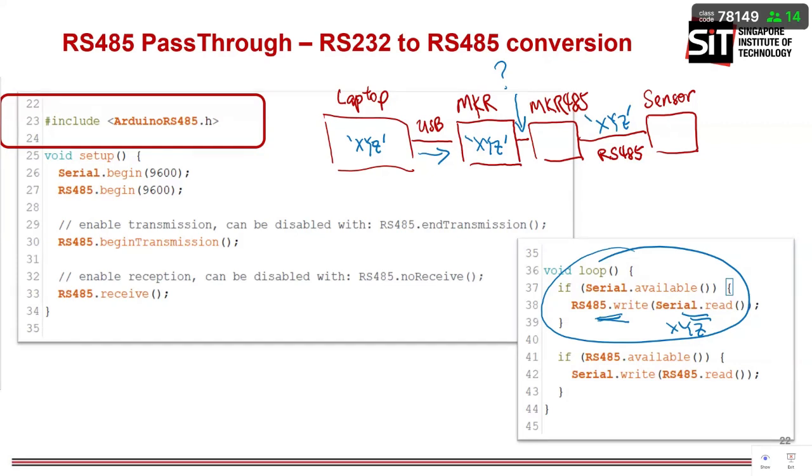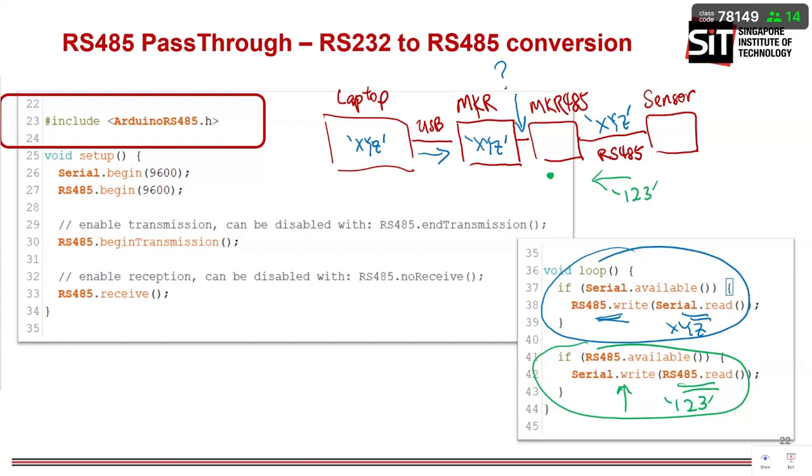Now let me explain the other part. At line 41, if RS485 is available, the MKR485 receives data from the sensor. Just imagine 1, 2, 3. The sensor sends 1, 2, 3 back to MKR485. If there is data coming in, RS485.read will read what has been sent over.